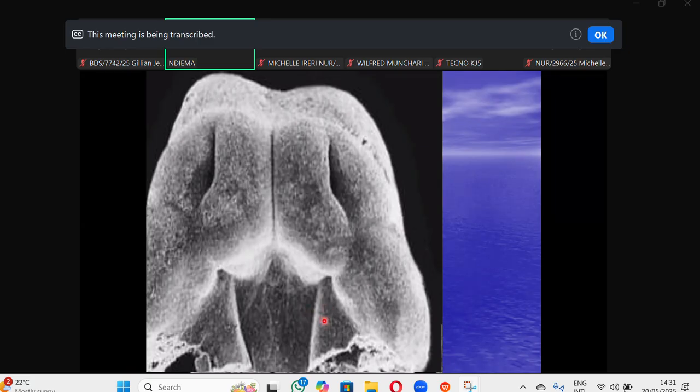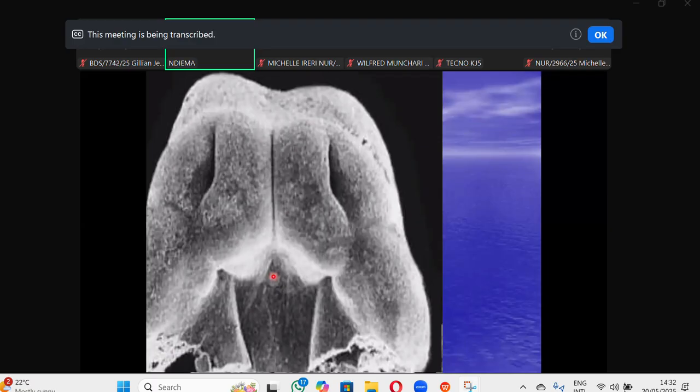This is what we call the palatal shelf. And when these two palatal shelves meet, eventually they fuse together at the midline, forming the secondary palate. Where the primary palate and the secondary palate meet, that is where we have a foramen in the bone that we refer to as foramen incisivum.